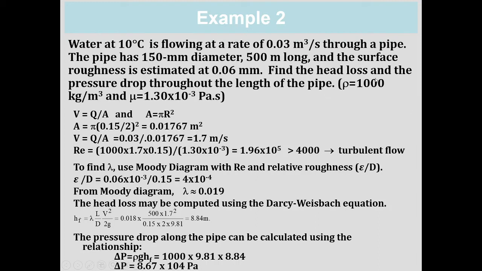And second is to find the pressure drop throughout the length of the pipe. So delta P is equal to rho g times the head loss. Rho is 1000, g is 9.81, and head loss is 8.84. And you get the pressure difference is 8.67 times 10 power of 4 Pascal.